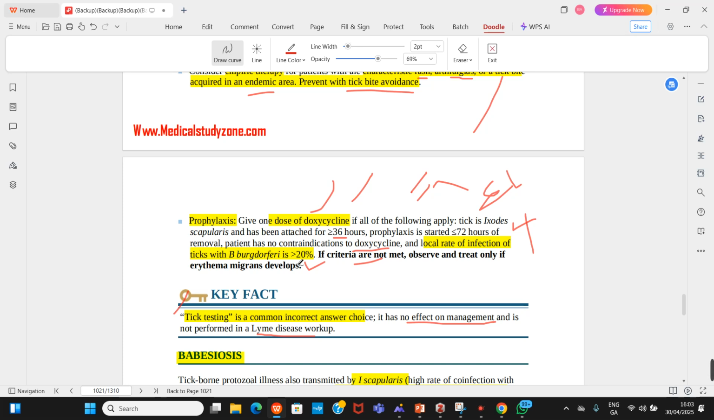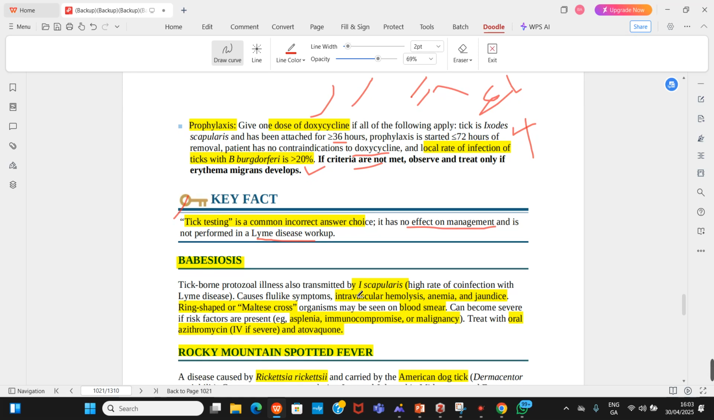So don't forget the indications for prophylaxis. Have you been in that area for more than 36 hours? Have you seen the tick and removed it? And is this person okay to take doxy? Once that is met, just give your doxy to prevent that.